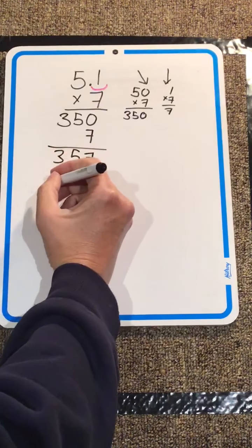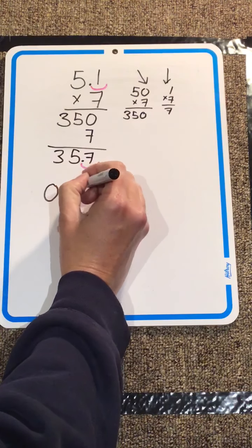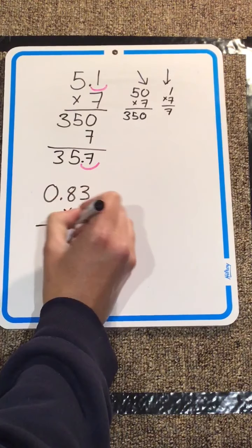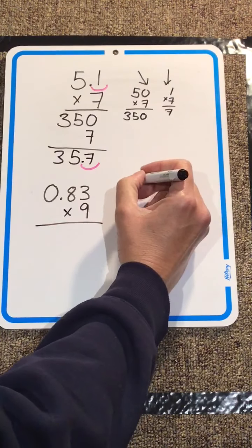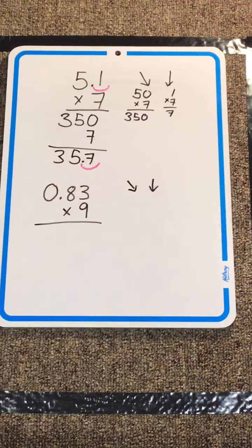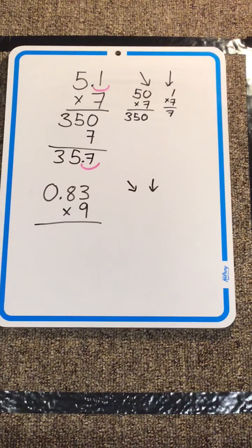Okay, let's make it a little bit more complicated. What if I have 0.83 times 9? Okay, pause the video, you go try it. Come back and we'll compare. Okay, so we're going to pretend the decimal point doesn't exist, which means we don't need that 0. So we're just going to pretend that doesn't exist as well.